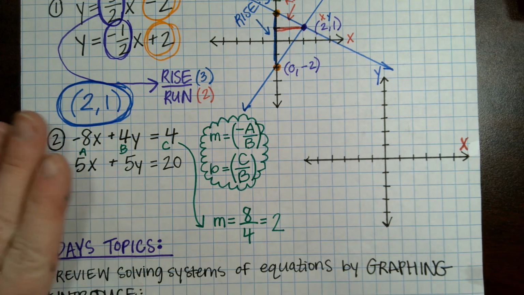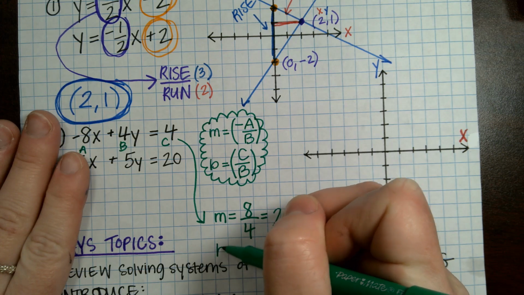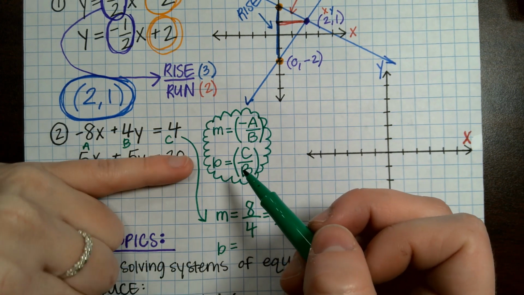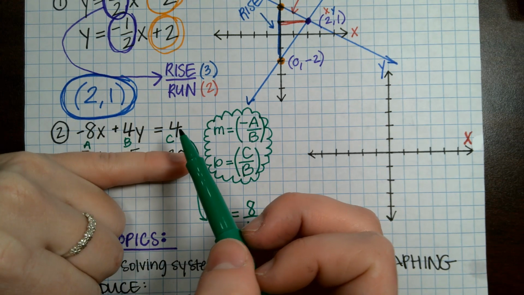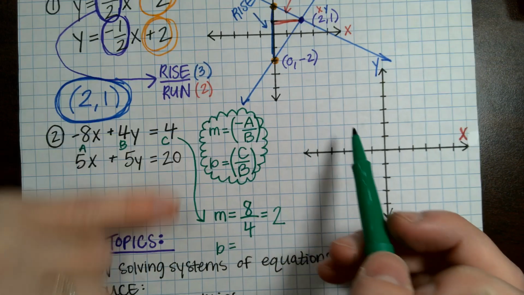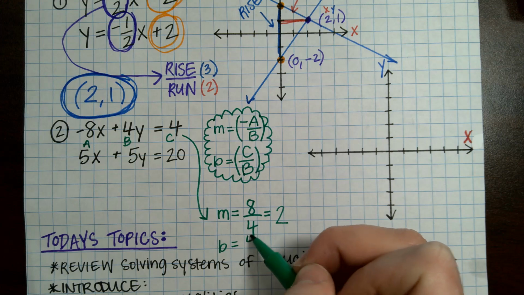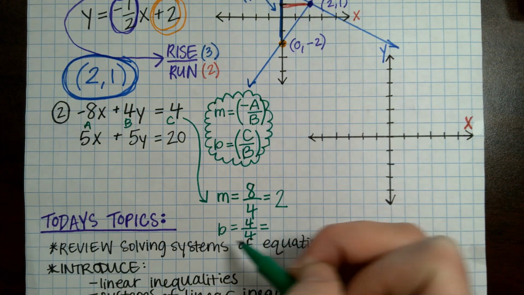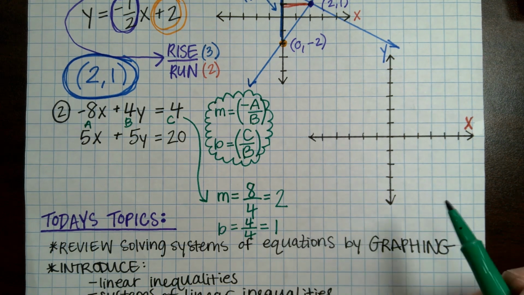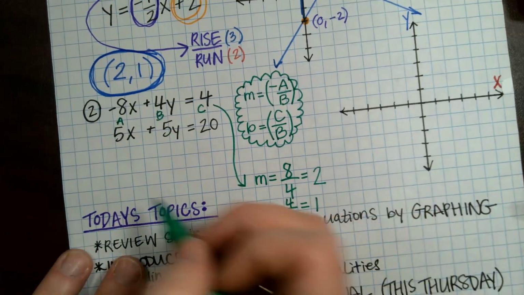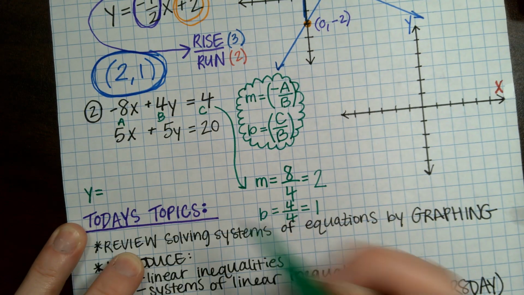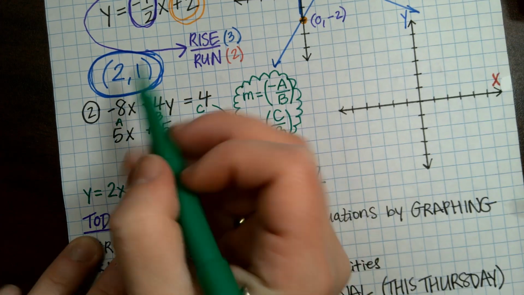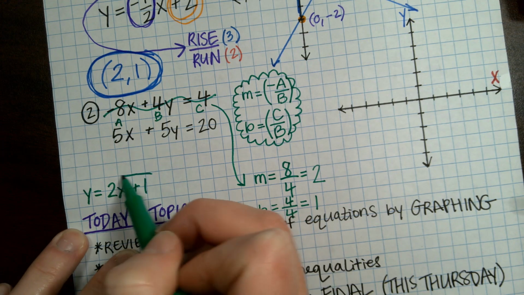How about our b? Here, we're looking at the first equation. Our C is what? C is 4, and what's B? Also 4. So our b is 1. So what's our new equation? y equals 2x plus 1. Good, y equals 2x plus 1. So that equation is done.